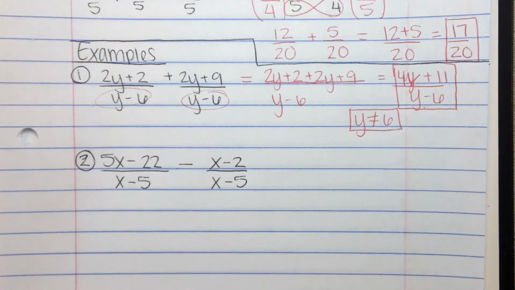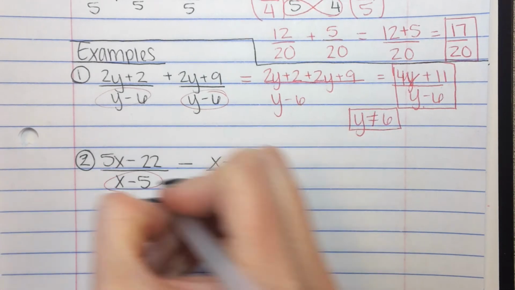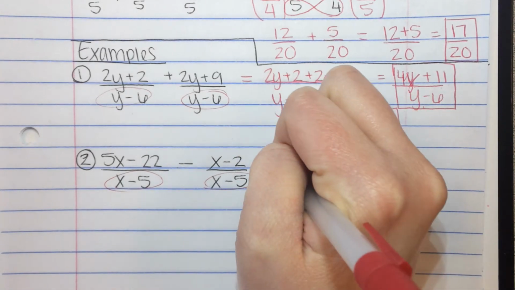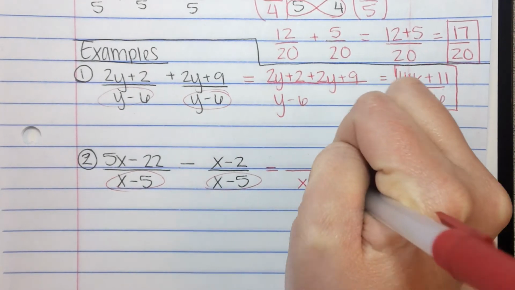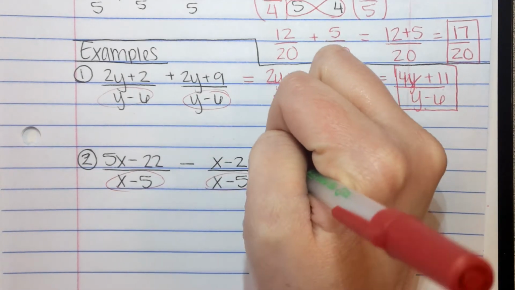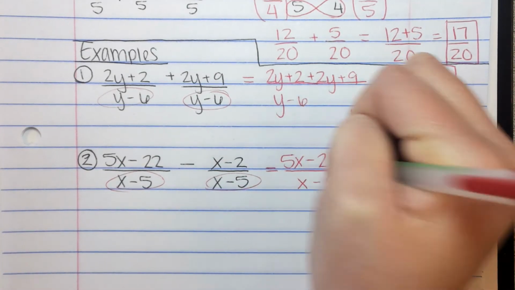Okay, here's number 2. We have 5x minus 22 over x minus 5 minus x minus 2 over x minus 5. So again here, our denominators match, so we're good to go. We can just bring that over. But on the top, we have some things that we can combine. So we have 5x minus 22.